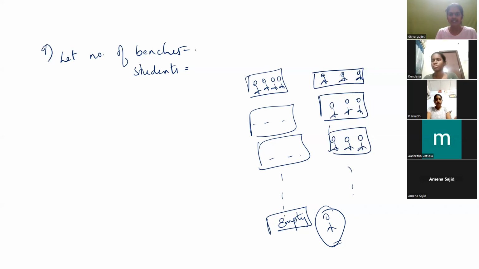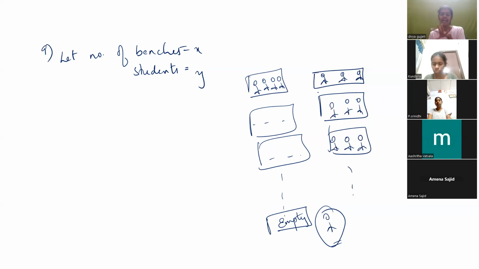So number of benches I am taking as X and students as Y, or students as X and benches as Y. No problem, it is your wish. So here, see the condition given to us. In this case, the students are arranged in the benches.